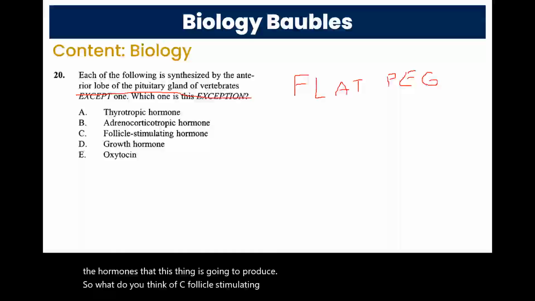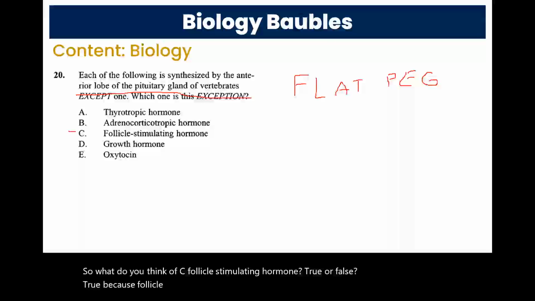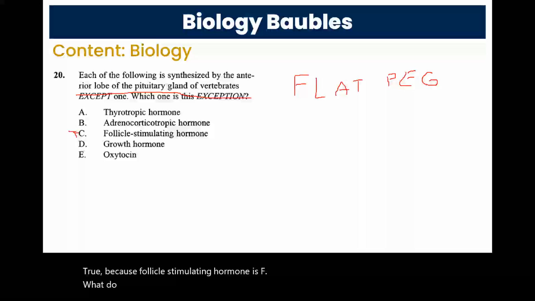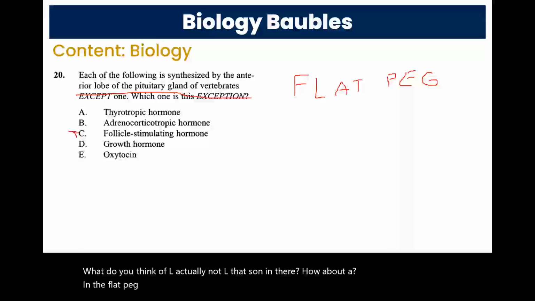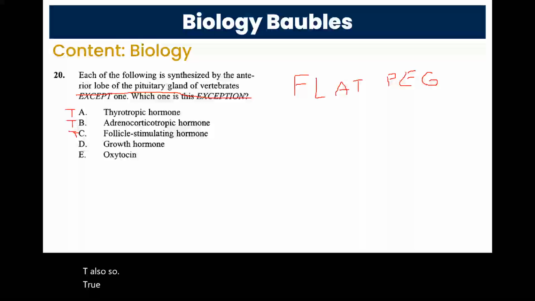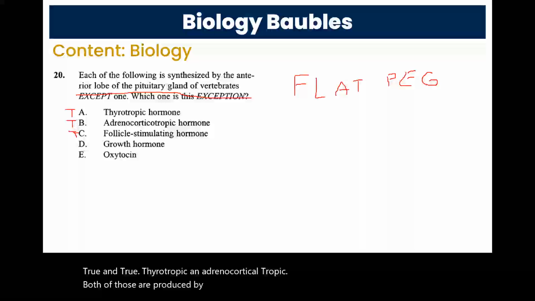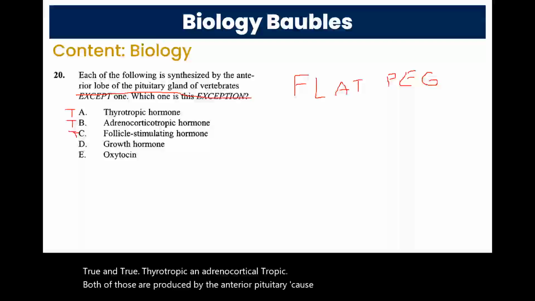True or false? True, because follicle stimulating hormone is F, FSH. What do you think of L? Actually, not L, that's not in there. How about A? In the FLAT PEG, that is. T also, so true and true, thyrotropic and adrenocorticotropic. Both of those are produced by the anterior pituitary because of A and T in the mnemonic device, respectively.